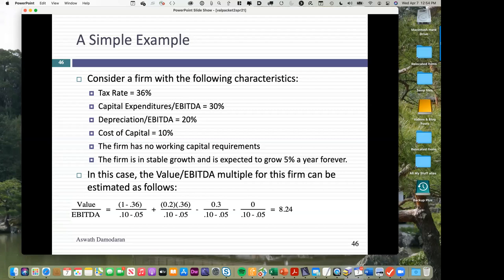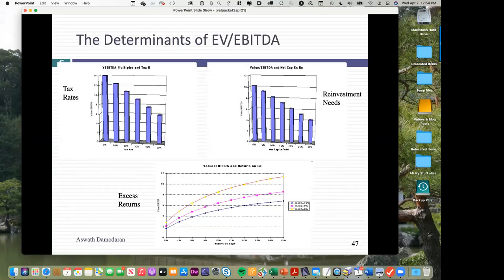That's my base case. Now, if I change the tax rate from 0 to 50%, take a look at what happens to my EV to EBITDA. Everything else stays the same. But as my tax rate goes up, the EV to EBITDA goes from 14 times EBITDA to about 5 times EBITDA. Why does it drop? Because the government keeps taking more and more of my earnings as taxes.